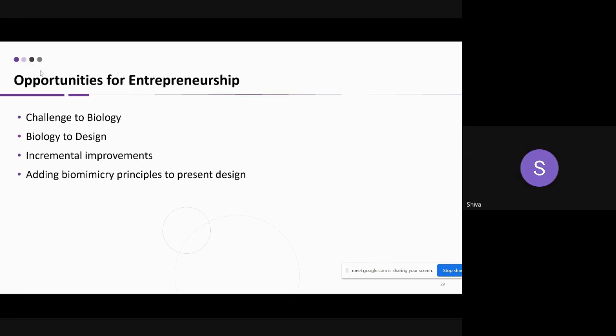Look at all the designs that are happening in the world. Find out if you can add a biomimetic principle to that. Look at the fan sitting in my room. Can you put tubercles in my fan and increase my fan speed?